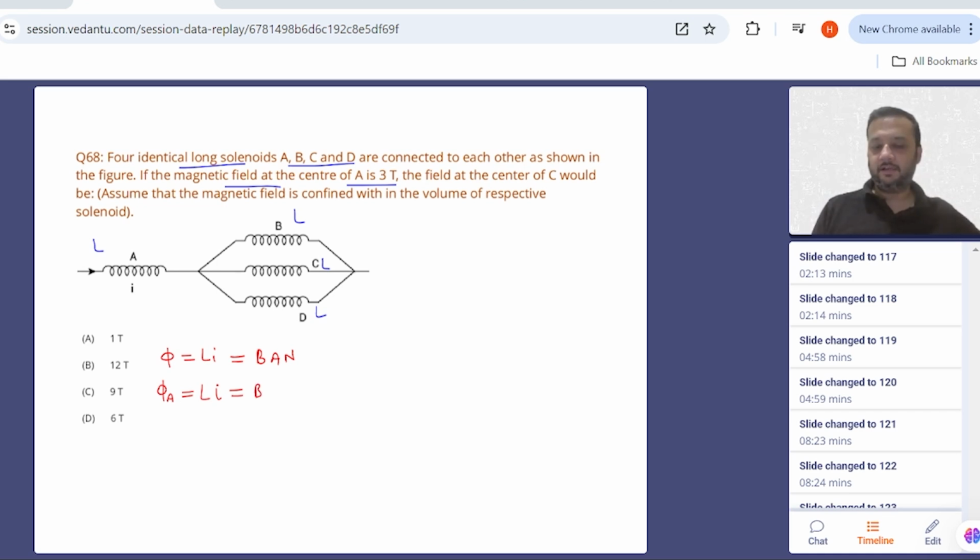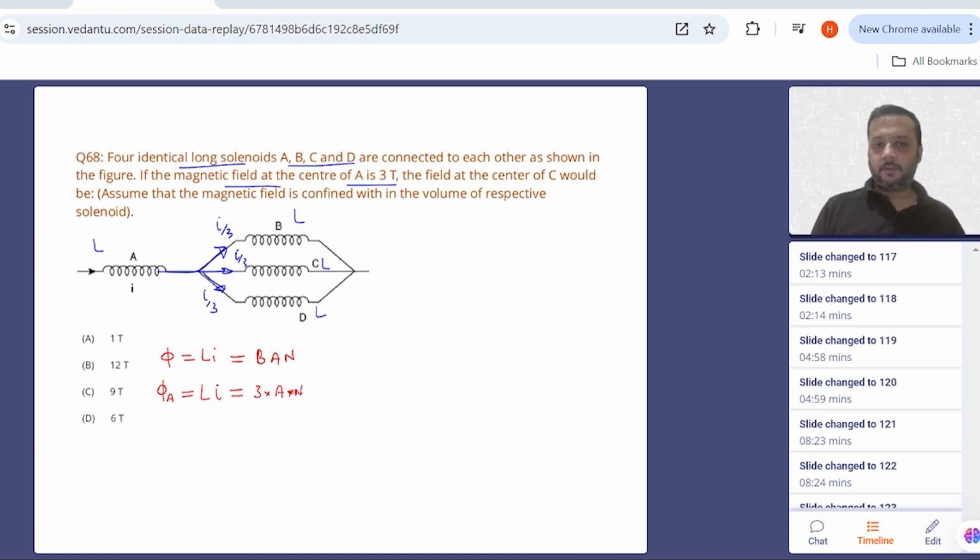Let's say this is the magnetic field, and the value of B is given as 3 Tesla, times the cross-sectional area, times the number of turns. Now since these solenoids are identical, this current I will get equally distributed in the 3 sections. So I by 3, I by 3, I by 3.